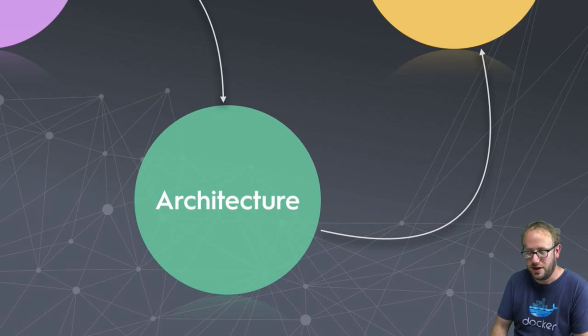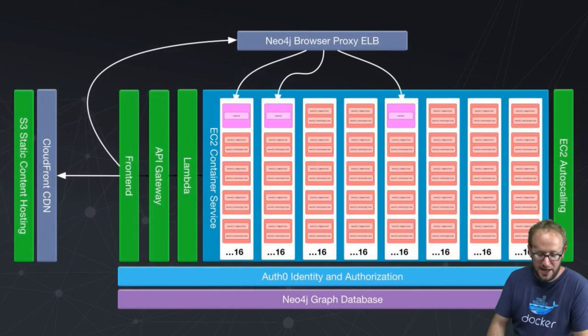So what does the architecture of all of this look like? I did a nifty diagram. This nifty diagram is the overall architecture of the Neo4j Sandbox. It doesn't have every component. As you saw in the tech stack, there are tons more components here.